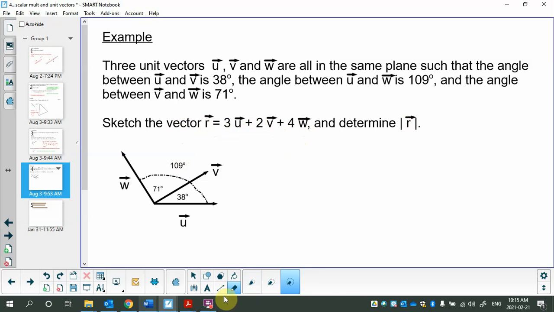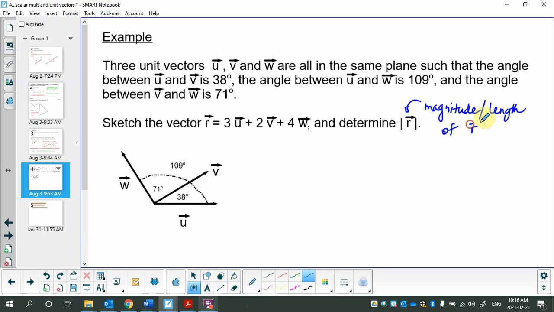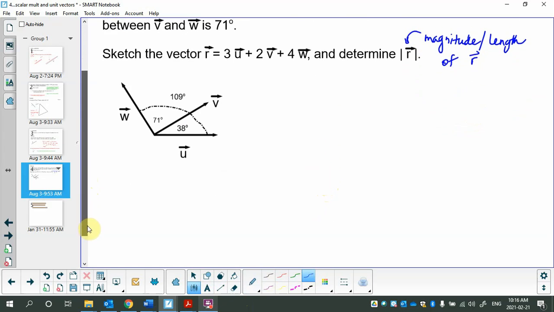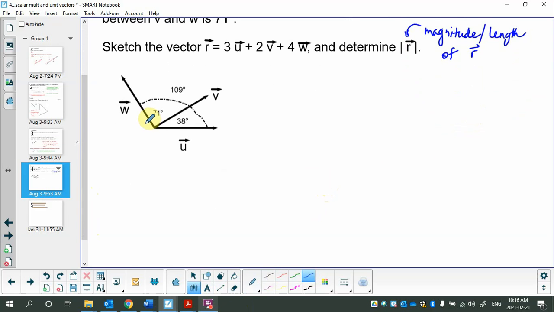And then I want to find the magnitude. There's those bars with bad spelling. I want to know the magnitude of the resultant. So I have to draw this picture. So the first thing is, I don't know if you can tell, but my W is terrible. It is not the same length. All these have to be the same length for it to be unit vectors.